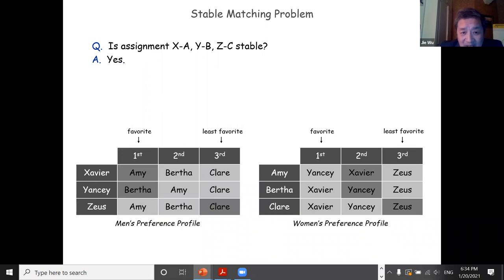Let's look at another possible pairing. Now Zeus is paired with Claire, although he's not very happy. He gets the last one, and Claire gets Zeus, also her last one, okay? Least favorite, they just hook up. Obviously, there's no way for them to swap, right? So you can see that this is stable. Now the question is, in reality, how can you find a stable matching?